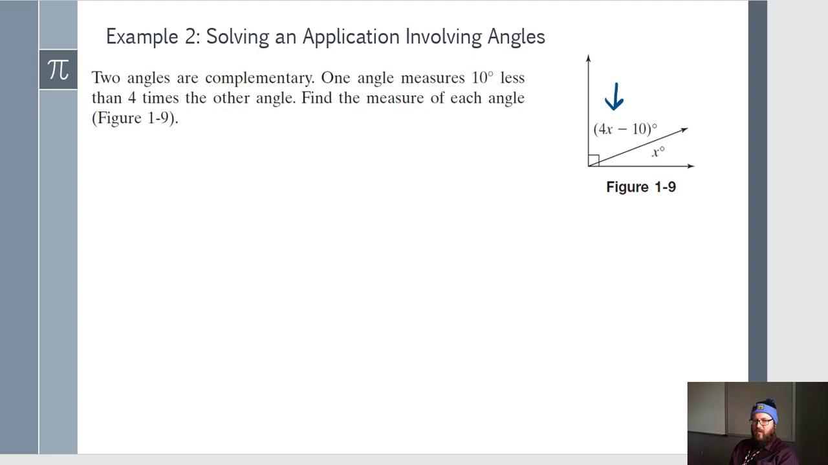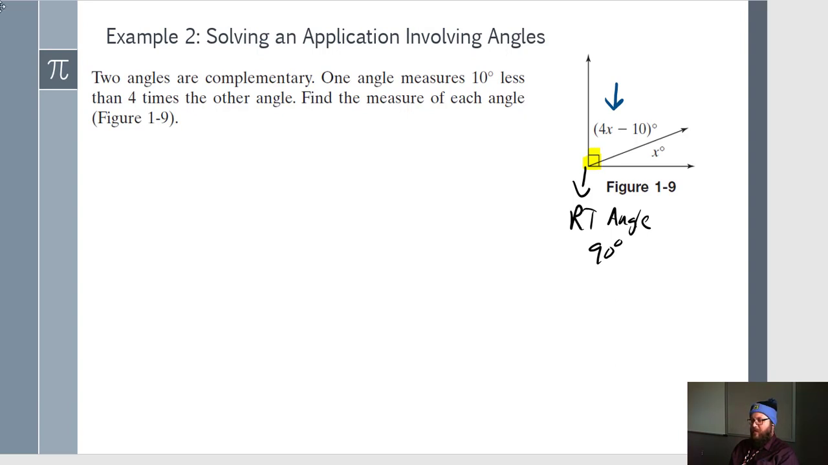Well, hopefully everybody understands that this is a right angle. That's what this sign right here means. The right angle is always going to be 90 degrees, right? So at least we have what these two angles should add up to. If we were to add 4x minus 10 plus x, we should get 90. So that's exactly what we're going to do to find out what x is, to find out what these angles are.